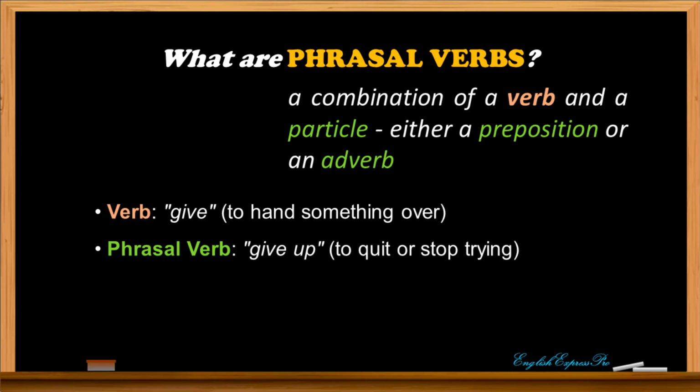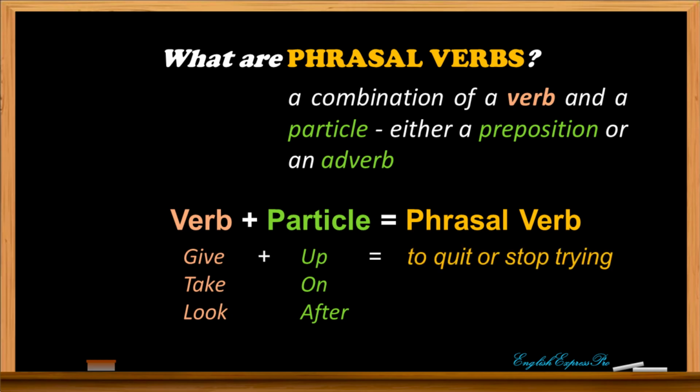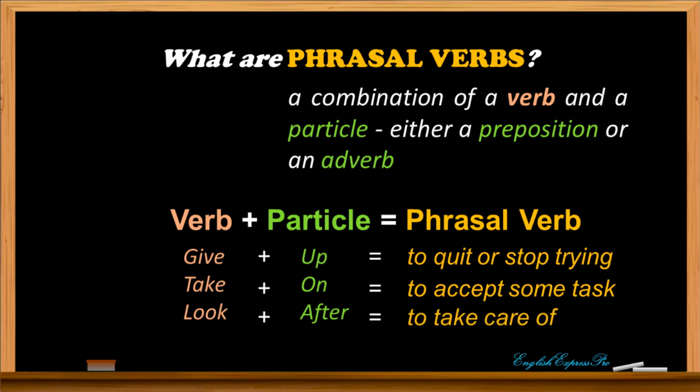Let's break it down. A phrasal verb has two main components. The verb. This is the action word, like give, take, or look. The particle. This can be a preposition or an adverb, like up, on, or after. When combined with the verb, it changes the meaning of the phrase entirely. Give up. To quit or stop trying. Take on. To accept some task. Look after. To take care of.